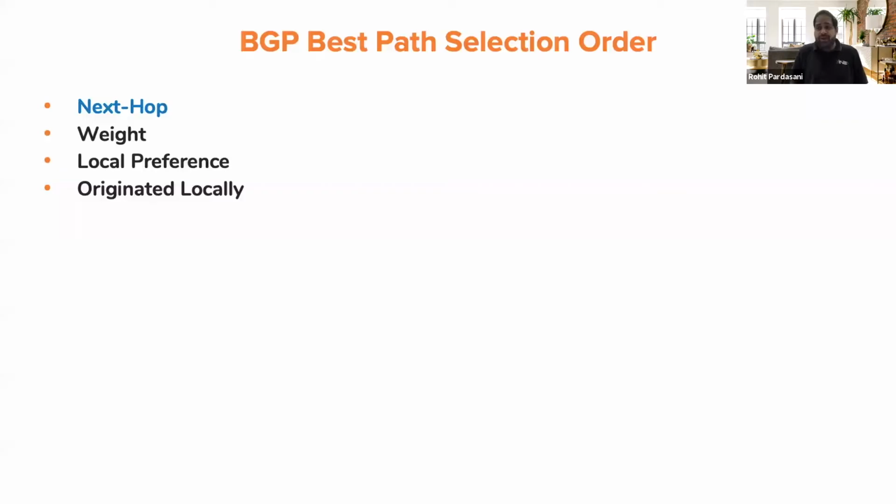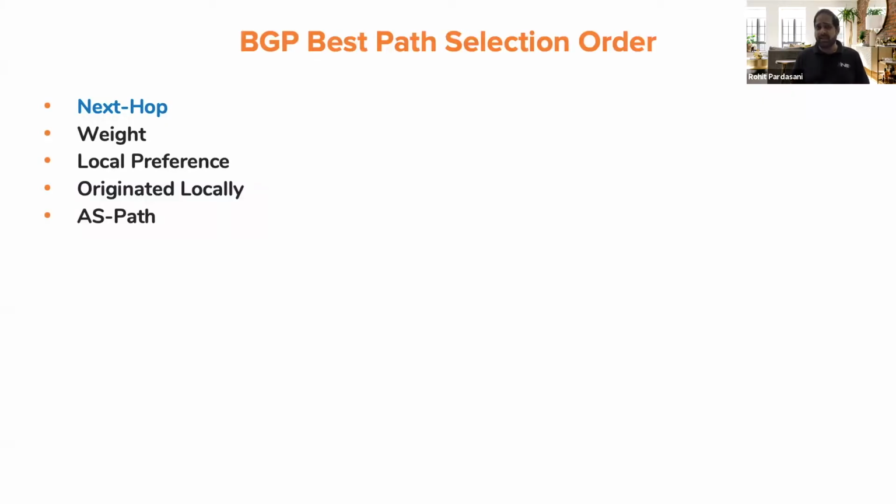If the local preference is the same, it then goes to the next criteria, which is originated locally. So let's say you advertise a route to me, and that same route, I am also advertising to someone using the network statement. If I am locally advertising the route using the network statement or redistribute, my next hop is going to be 0.0.0.0. So if it's locally originated, that path or that route would be preferred over a route learned from a neighbor. So this is locally originated.